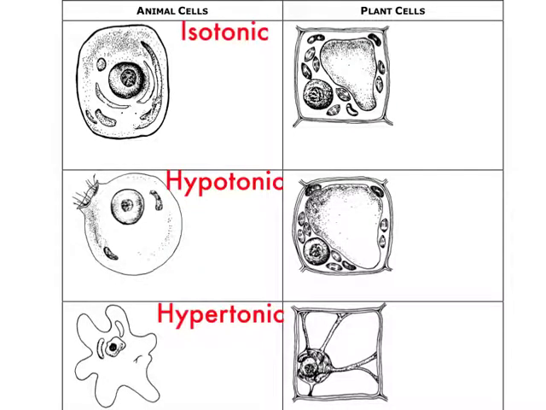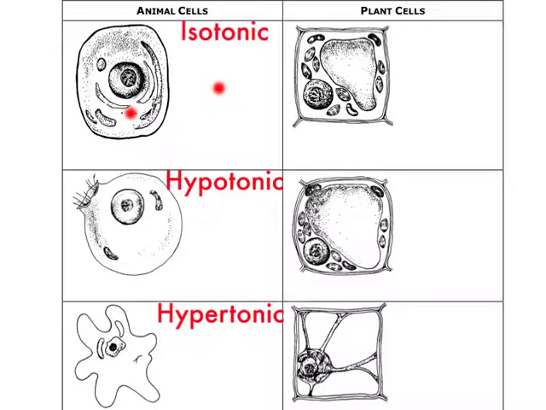Now, how do these different terms for osmosis, isotonic, hypotonic, and hypertonic, apply to cells? Okay, so an animal cell in an isotonic solution, in other words, the amount of solute is the same on both sides. Okay, there is going to be no net movement of water.